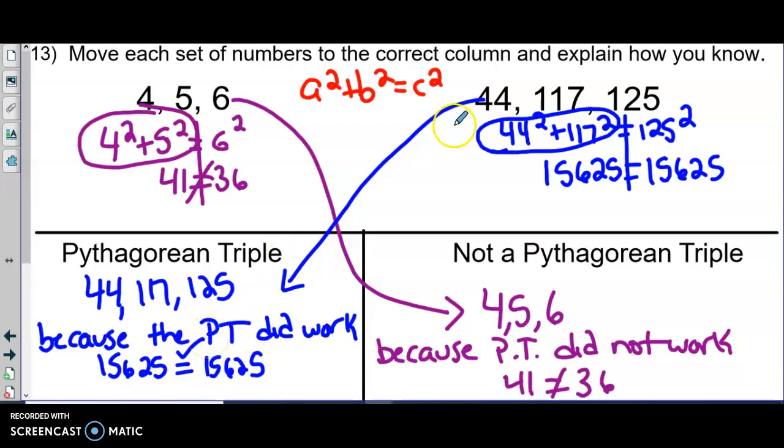Okay. So when you are testing something to see if it's a Pythagorean triple, you plug it into the Pythagorean theorem and you see if it's equal. If the two sides are equal, then yes, it's a Pythagorean triple. If the sides are not equal, then no, it is not a Pythagorean triple.